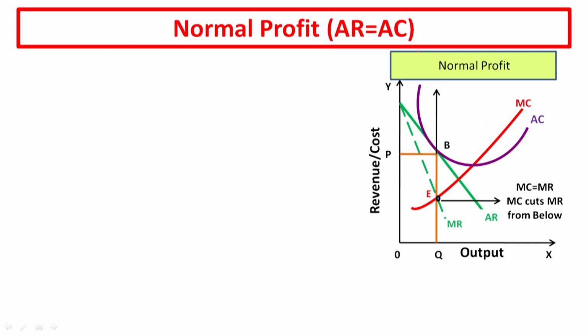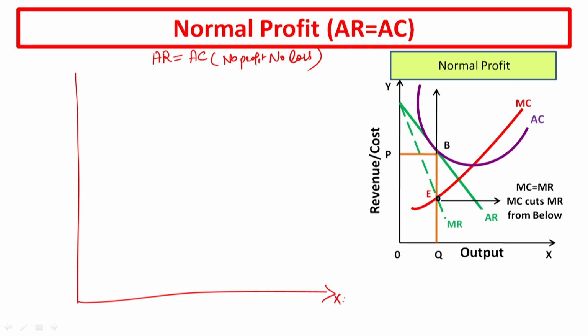The next part is normal profit. Normal profit means your average revenue is just able to cover your average cost. That means at this position you are earning no profit, no loss. Suppose this is your x-axis, this is your y-axis, this is 0. Here you are going to write output on the x-axis, revenue and cost on the y-axis.